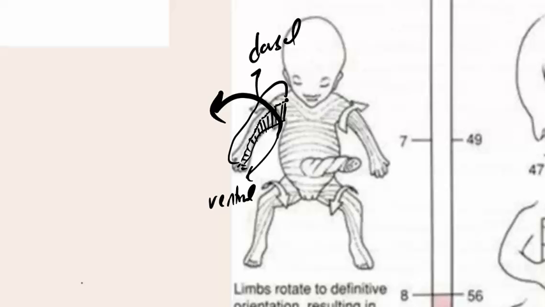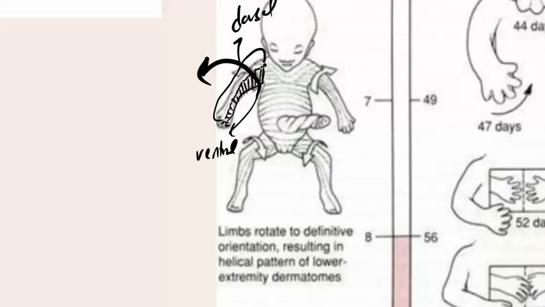Remember that the ventral was the flexors, and the dorsal was the extensors. If you're flexing here, you're flexing like that, and extension is going like this. You can try it out: flexion uses the muscles here, and extension uses the muscles on the back of your hand.